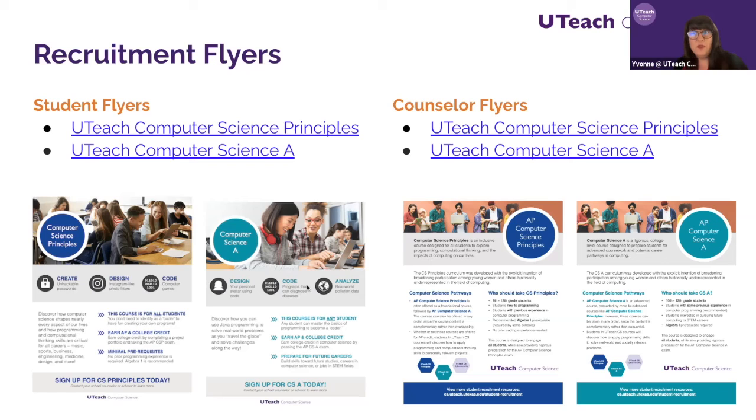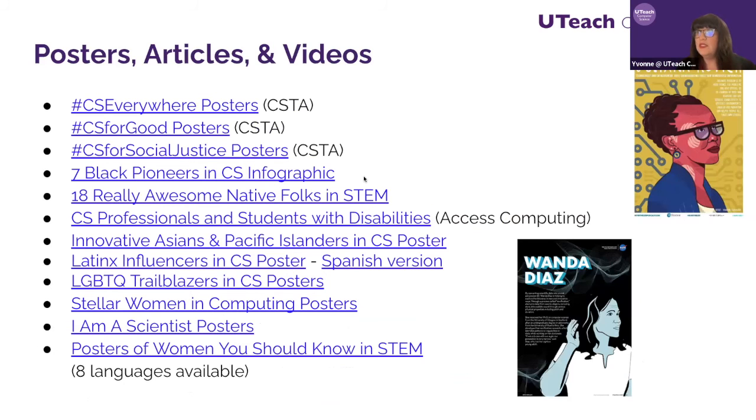And then, if you have a subgroup of students that speak a different language, you can always cut and paste and use Google Translate to translate this information into other languages as well, so that you're making sure that it's accessible to all the students on your campuses. We also have on our website a list of posters and articles and videos, as we participate in different events throughout the country.